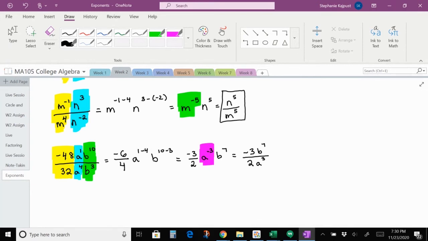And then you just double check to make sure your numbers are reduced all the way, that you don't have any more negatives in the exponent. And that would be your final answer here. So you kind of treat your numbers differently from your variables, and you simplify each of those, and then you try to recombine them into a single fraction to get your final answer.